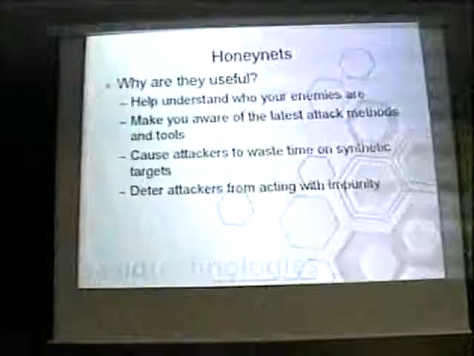You see something going on, they're attacking your system, and you say, okay, I can put these little things in place, put these filters in while they're messing around with these synthetic systems, right? And they deter attackers once they find out that there is a honeypot, and I'll talk about that later.